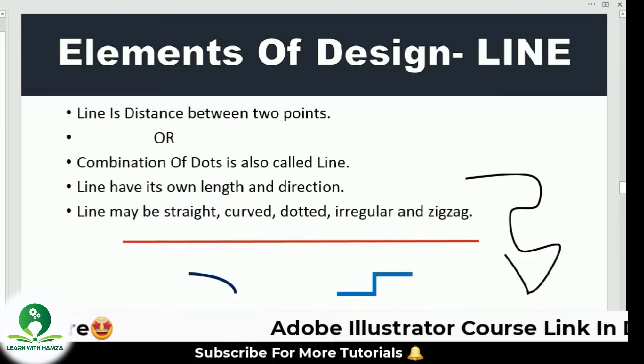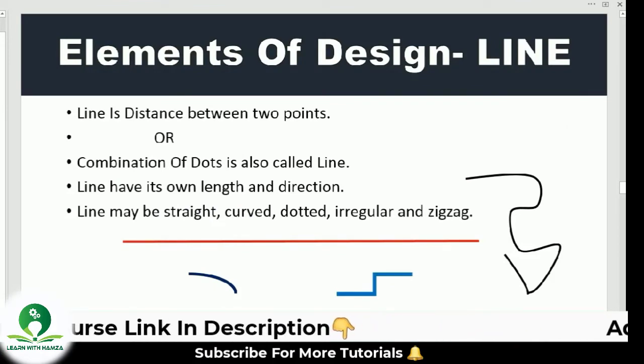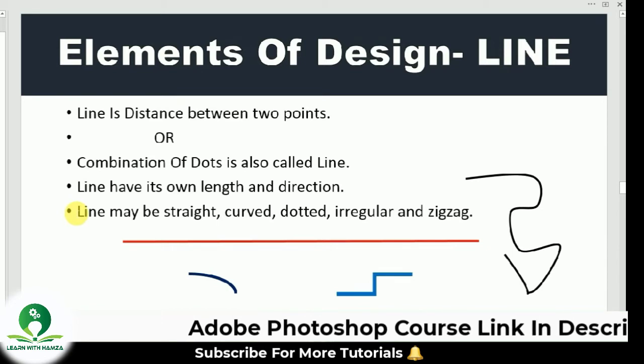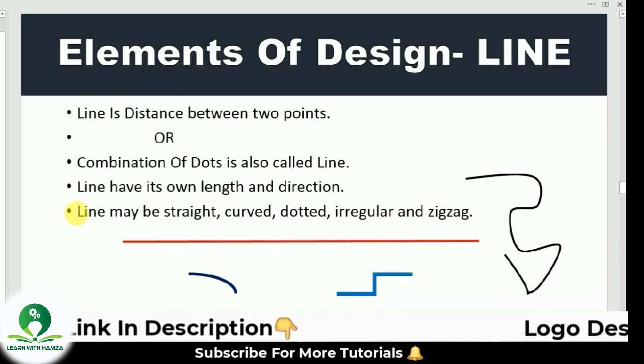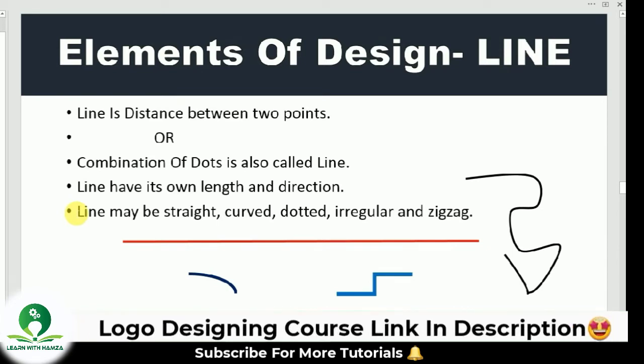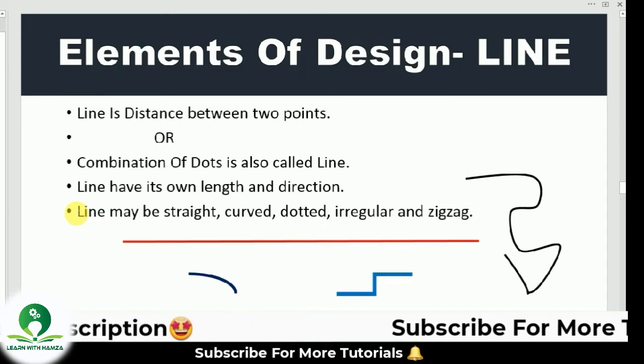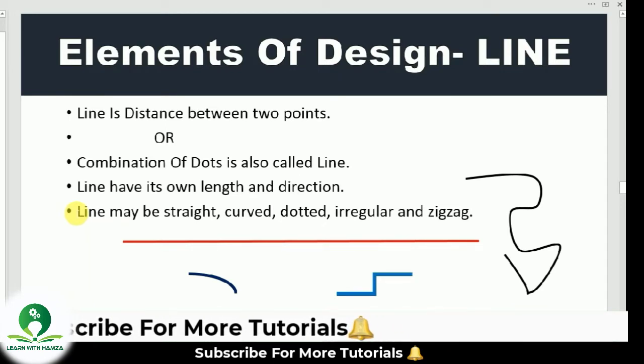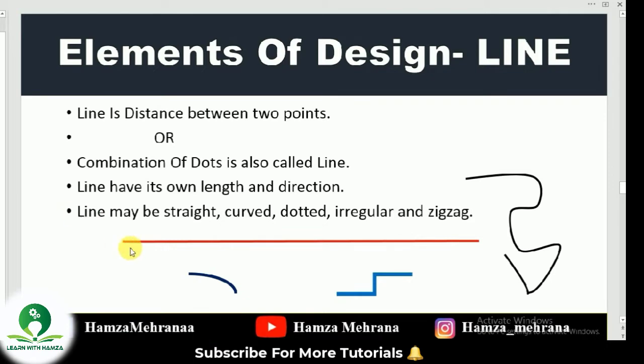Line is a distance between 2 points, or a line is made by the combination of dots. For example, we have multiple dots, and when we combine these dots, we obtain a line. For example, here is one dot and here is one dot. When we combine these dots, we can get a line.